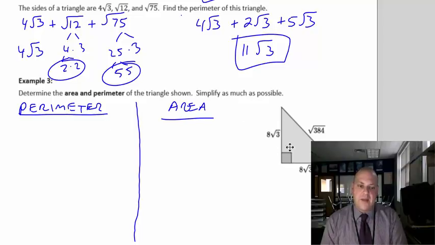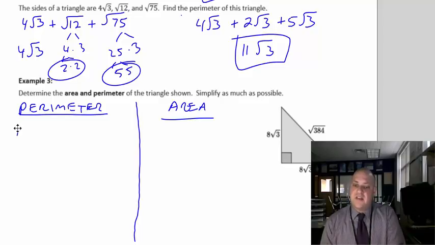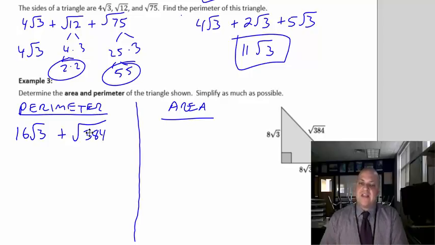So perimeter, we're going to add them all up. So I'm just going to add these two right now because they're the same radical. 8 and 8 is 16. This is going to be 16 radical 3. And then we have to add radical 384. Now, if I can't get that down to a radical 3, I'm not going to be able to add it in. So let's see what we can do.